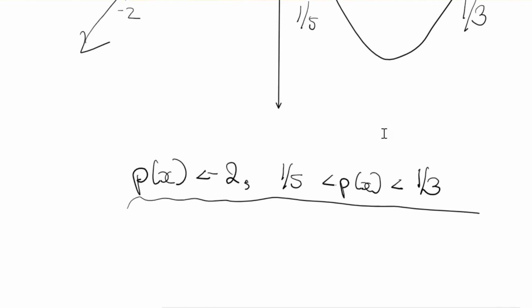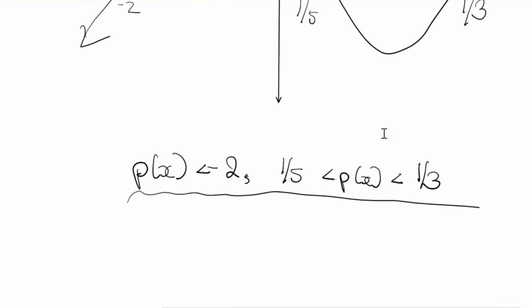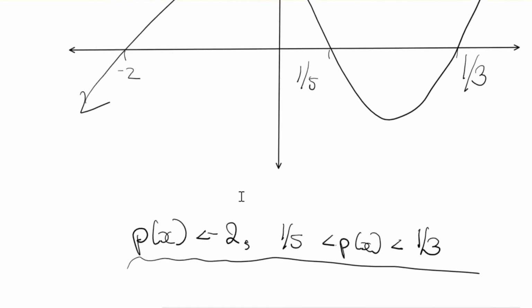As you can see here, the function is less than 0 when x is less than minus 2. You can see that the graph is below the x-axis, that means less than 0. And when the graph is between 1 by 5 and 1 by 3, it is also less than 0 as it is below the x-axis.